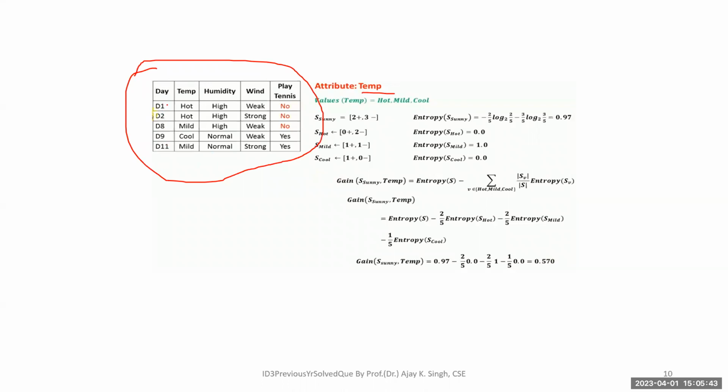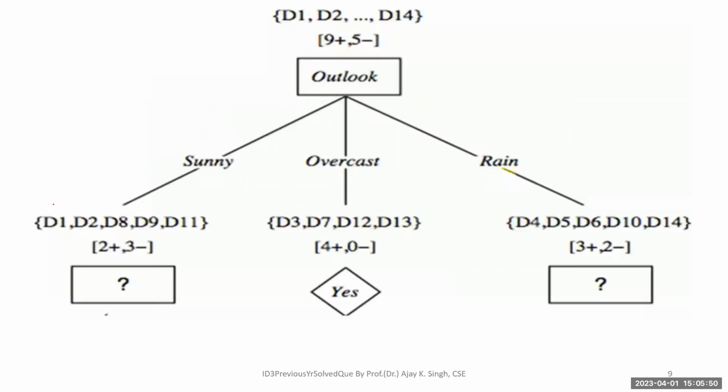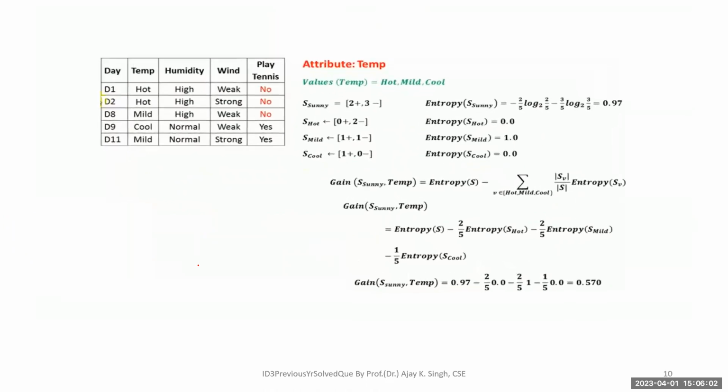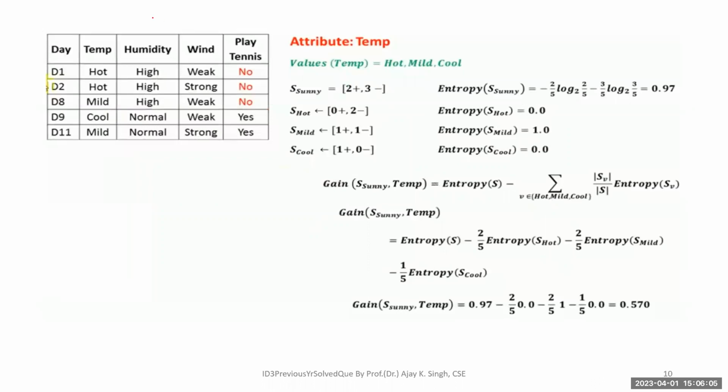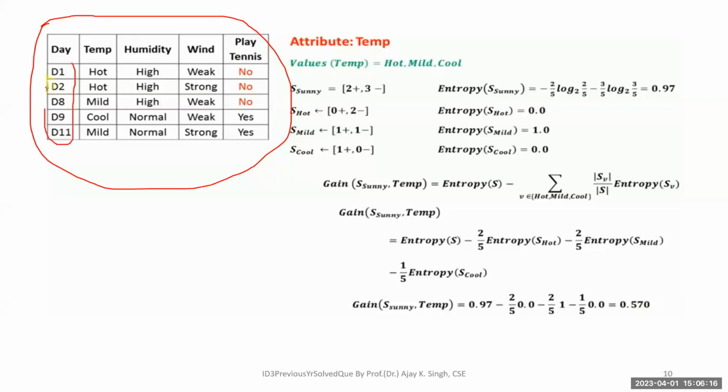D1, D2, D8, that is 1, 2, 8, 9, 11. See this one? So the size of the table will be only these number of days. I think it is okay. So we are going to have only this much data to manage. Why only this data? Because we have seen that in Sunny, only these Sunny data were there.